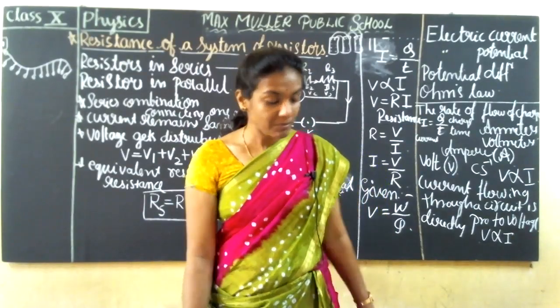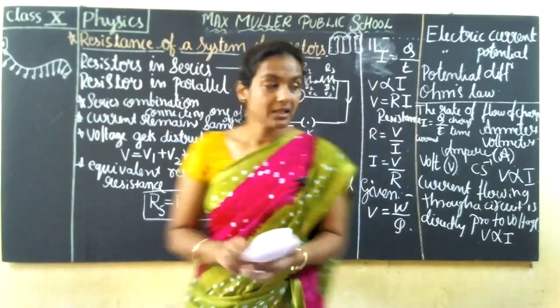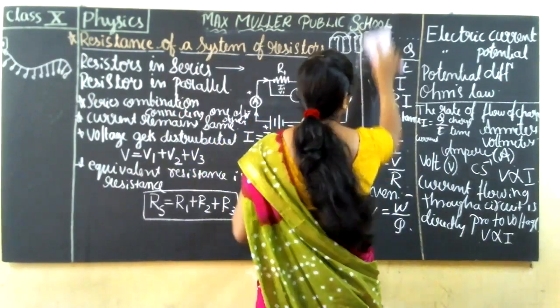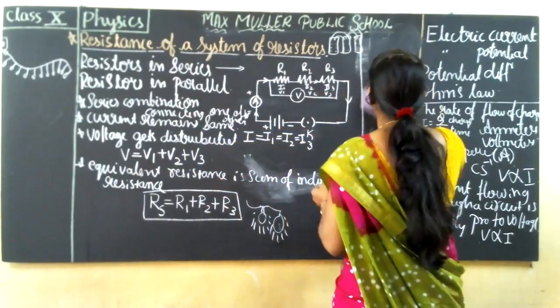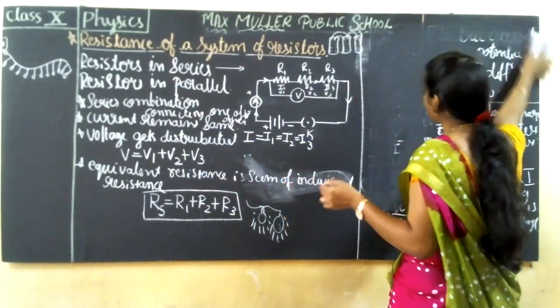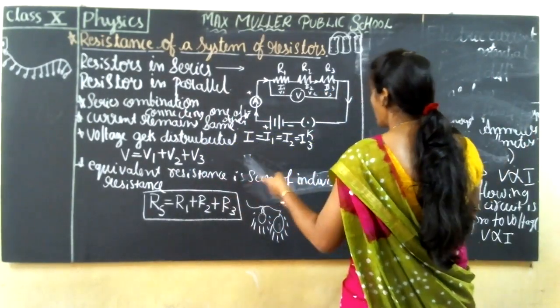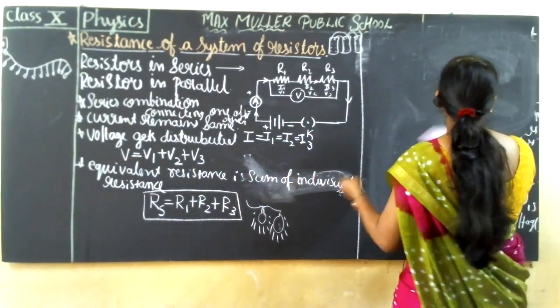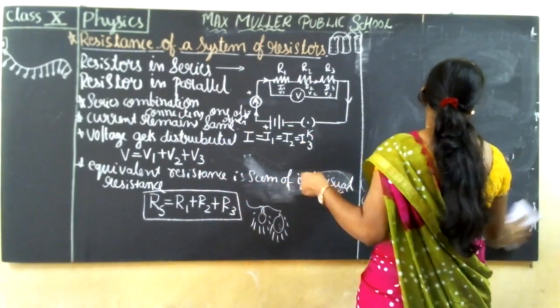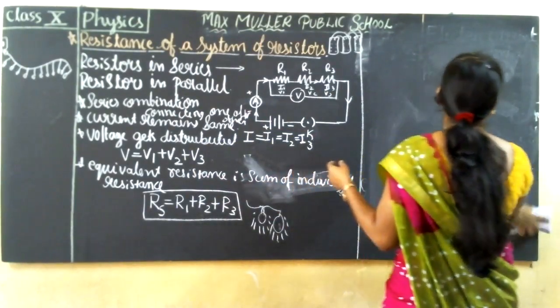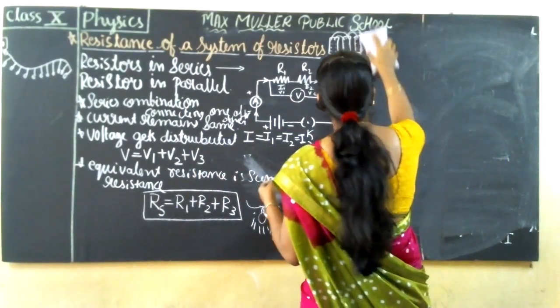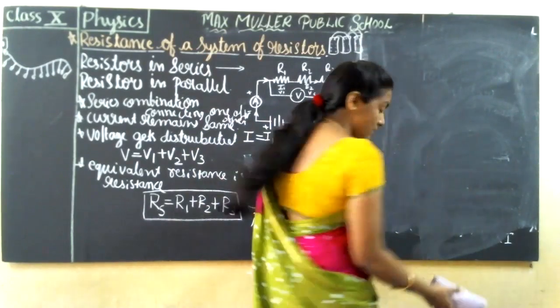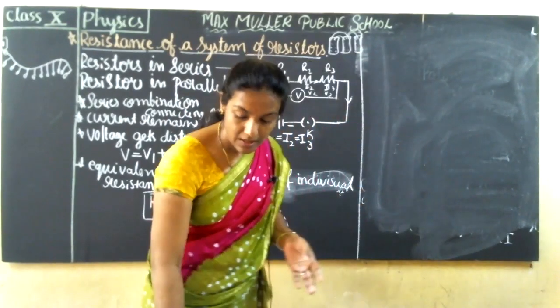Okay. So sometime in the exam, they will ask you to derive Rs is equal to R1 plus R2 plus R3. Let us get to know how we get this formula, by using Ohm's law.